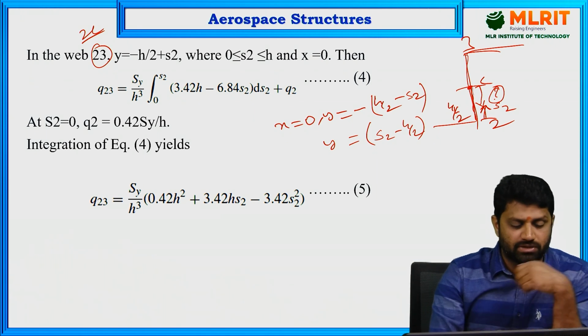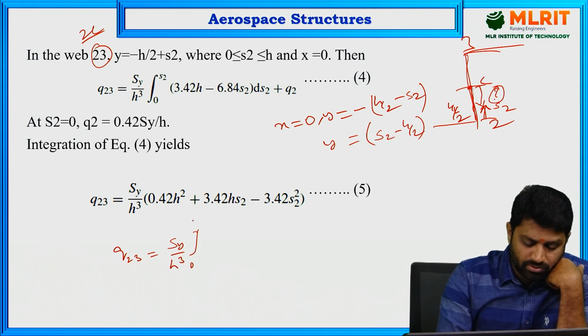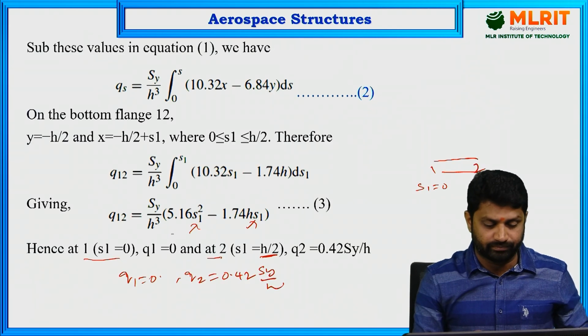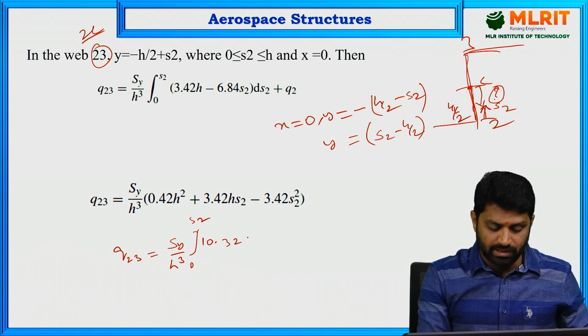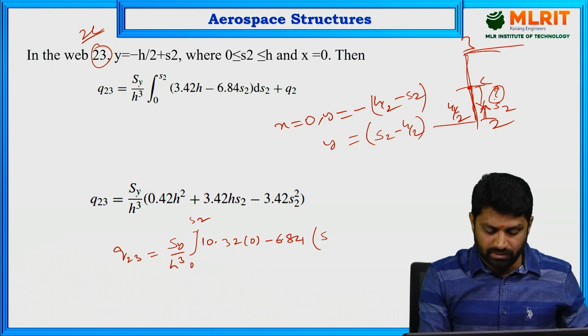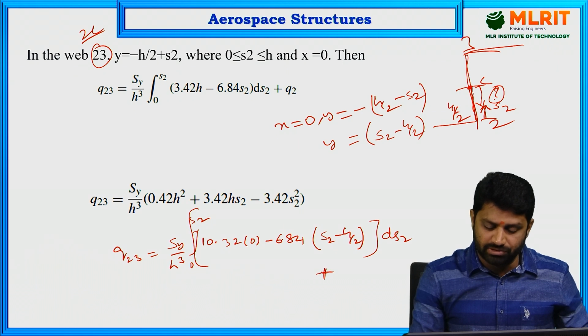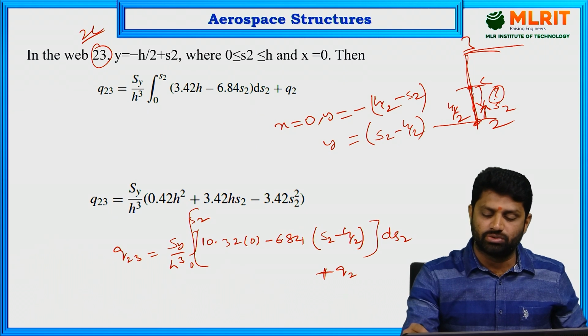So when you try to substitute in this equation for q23, q23 equals Sy by h cube, integral 0 to s2, equation 10.32x. So that is 0 minus 6.84 y is s2 minus h by 2 into ds2, for which you need to add the open section shear flow also, that is nothing but q2. Okay, starting shear flow you have to add, that is q2 you have to add for this one.